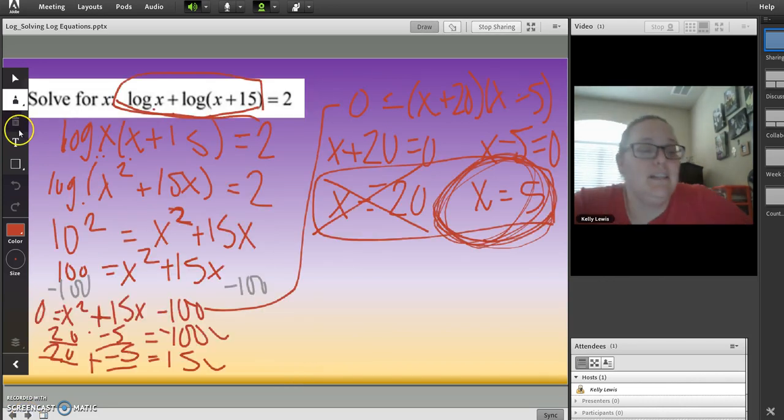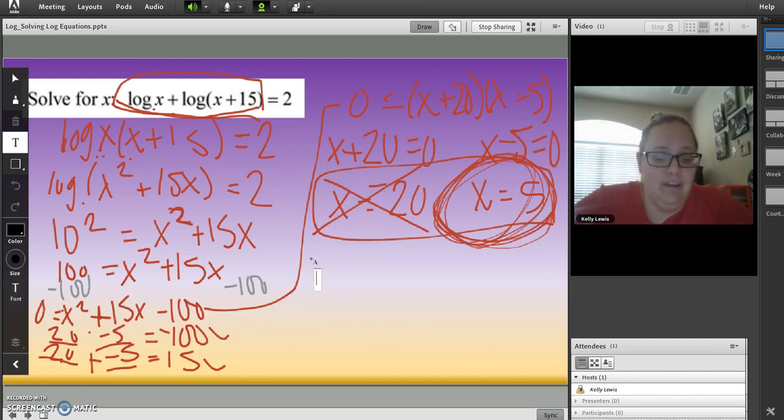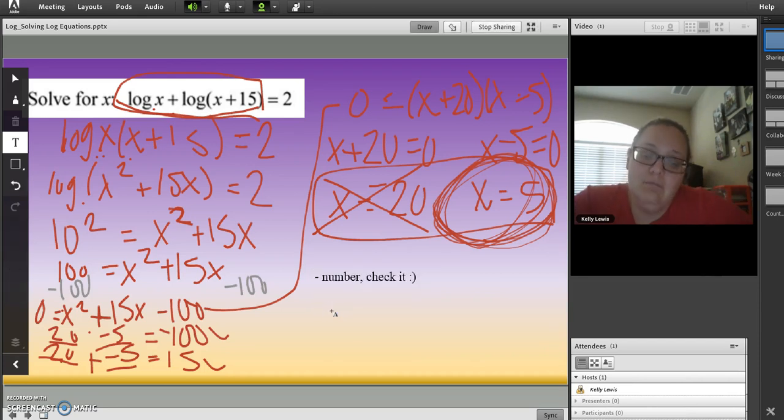So my suggestion is this. If you have a negative number, check it to make sure it really works. Positive number, 98% of the time it's going to work, unless there's some error in your math.